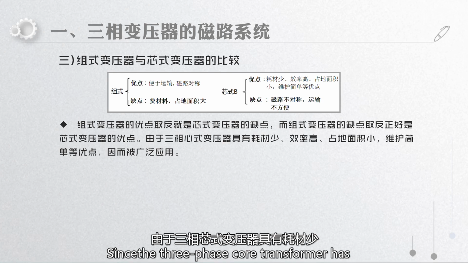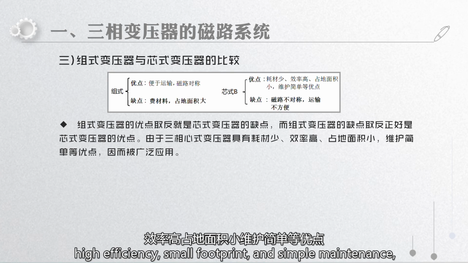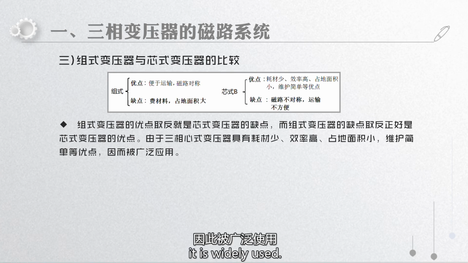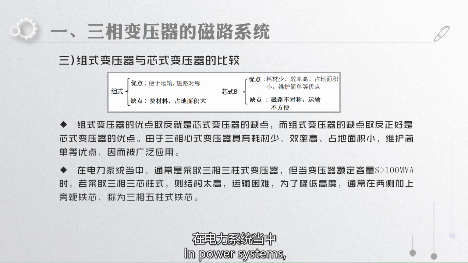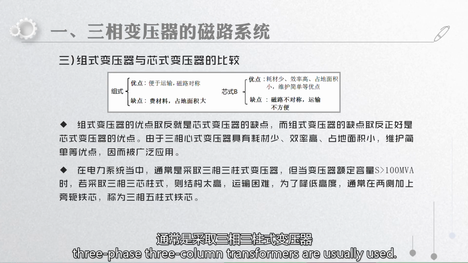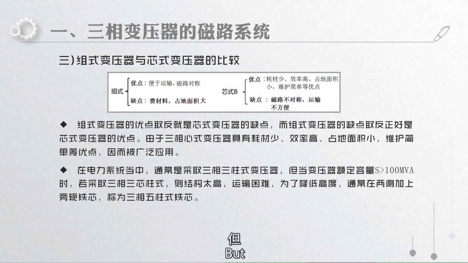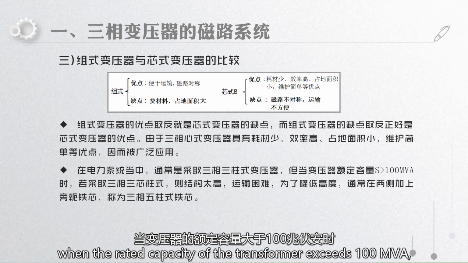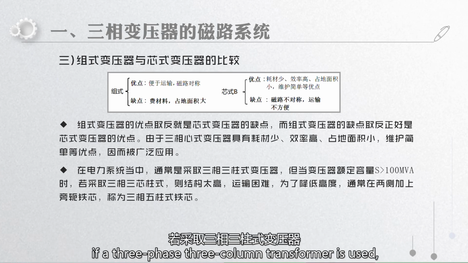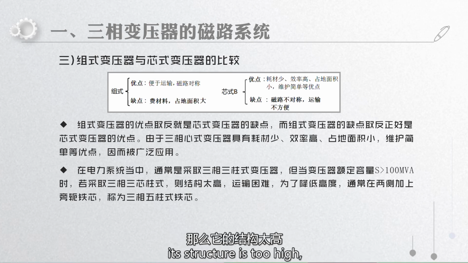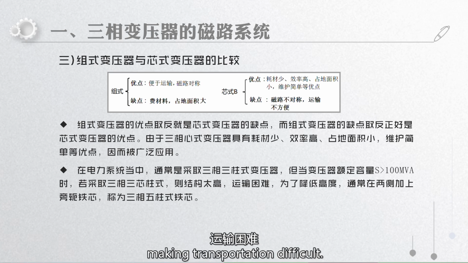Since the three-phase core transformer has the advantages of less material consumption, high efficiency, small footprint, and simple maintenance, it is widely used in power systems. Three-phase, three-column transformers are usually used, but when the rated capacity of the transformer exceeds 100 MVA, if a three-phase, three-column transformer is used, its structure is too high, making transportation difficult.